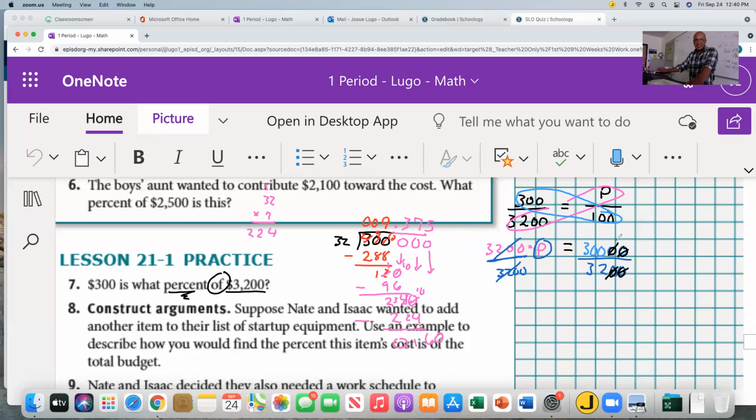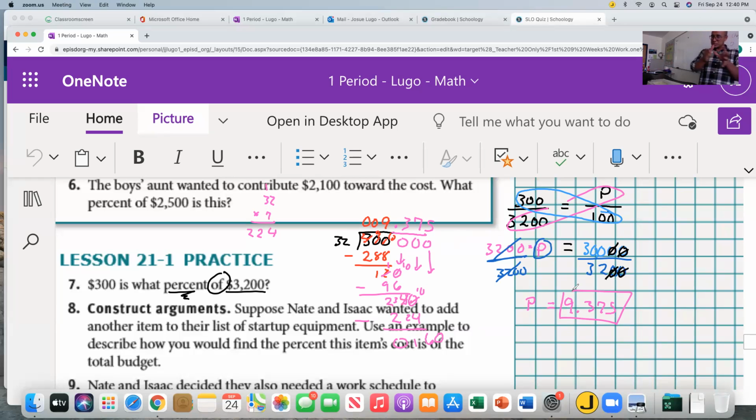So my final answer is going to be, my value for P will be 9 and 375 thousandths percent, because it's 9.375 over 100. So this is my final answer. All you have to do is put that on Schoology because the percent sign is already there.